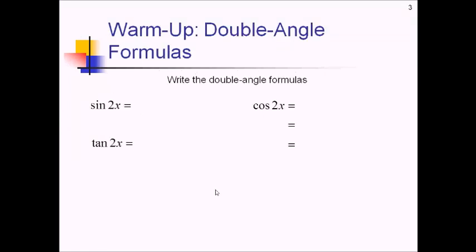So for our warm-up, we probably shouldn't try to solve equations with double angle identities without first reviewing those identities. Pause the video and see how many you can remember. All right, sine of 2x, that's going to be 2 sine cosine.